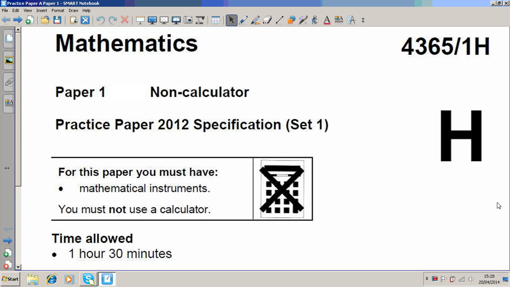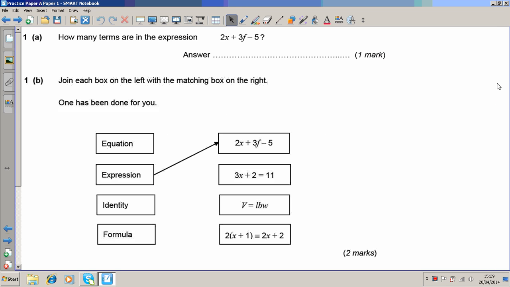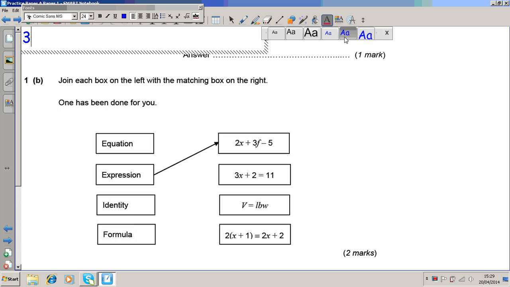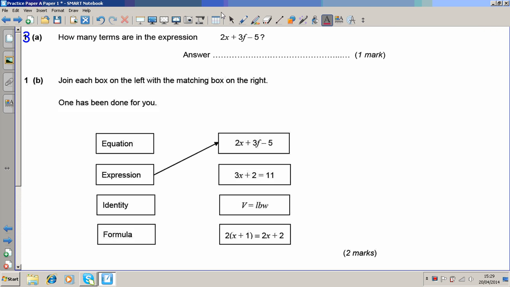Here we go again. Practice paper A, paper 1, so non-calculator, hour and a half. Let's go for it. How many terms are in the expression? Well, there are 1, 2, 3 parts to it, basically. So there are 3 terms to the expression.